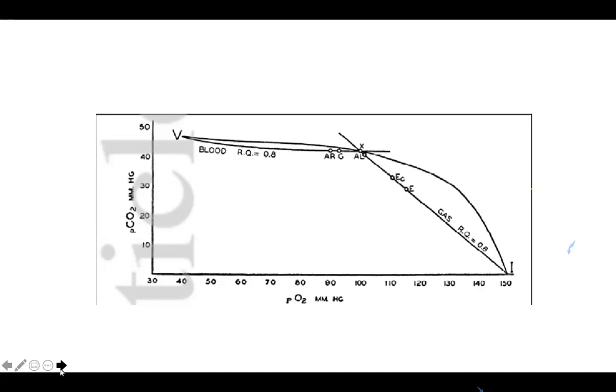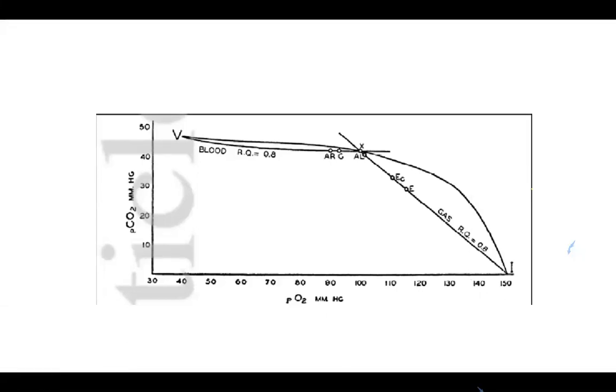Here, suppose there is no ventilation. The baseline, the basic point, is the X point, where there is no ventilation perfusion inequality, and all the lung units are represented by a single unit. This is point X, known as the ideal point. Now, as ventilation perfusion inequality develops, the lung units begin to move away from it towards both V and I. V is where low ventilation perfusion ratios are present, and I is where high ventilation perfusion ratios are present.